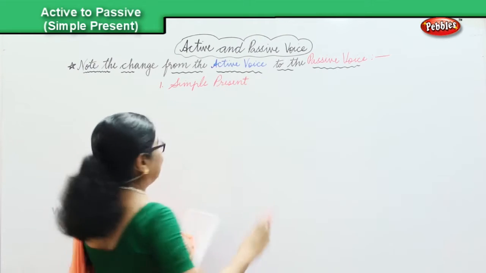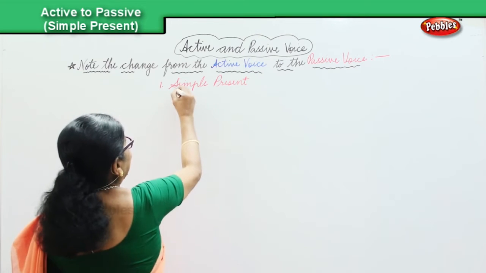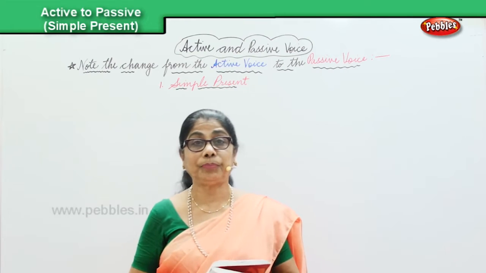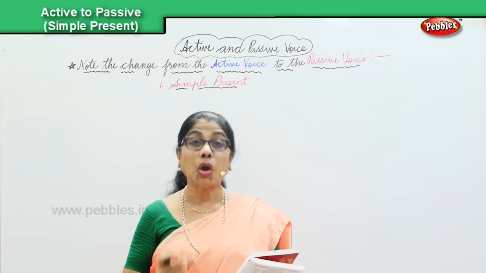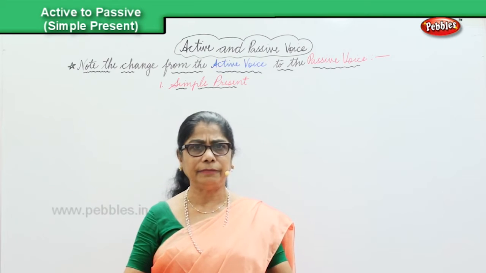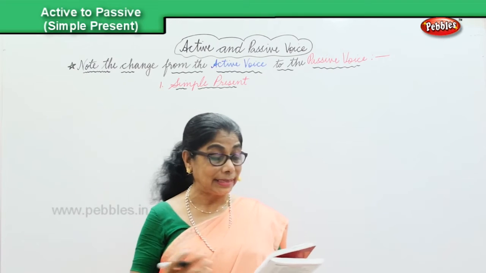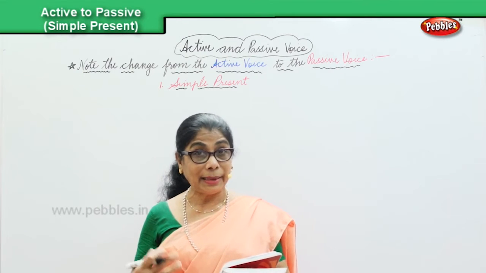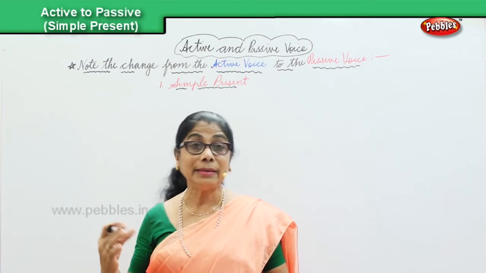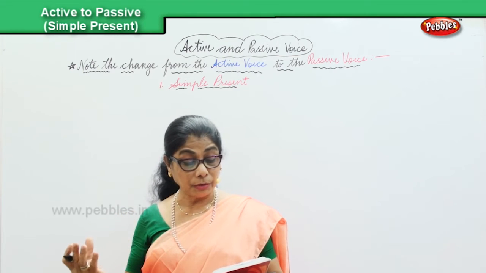In the simple present, we are going to do the active and passive voice sentences. All right. In the first one, the active voice, it says, the grocer sells sugar. The grocer, active, sells sugar. That's the active voice. And then in the passive voice, sugar is sold by the grocer. Okay? Sugar is sold by the grocer.